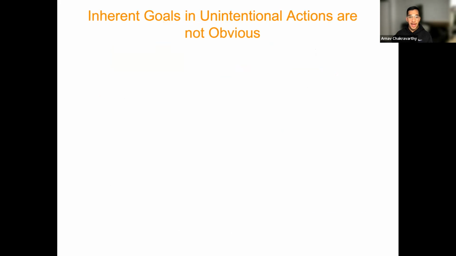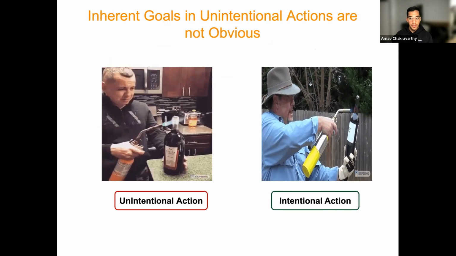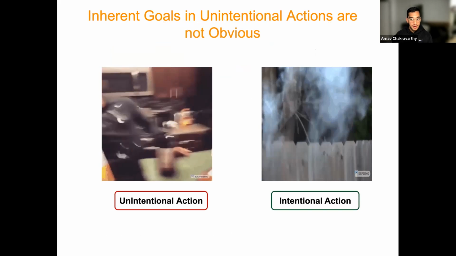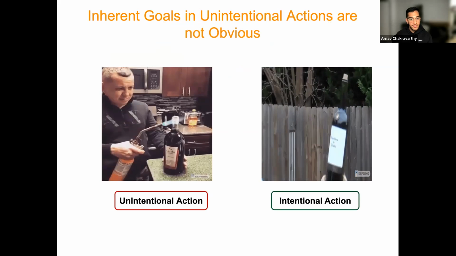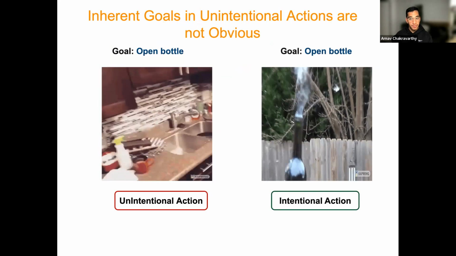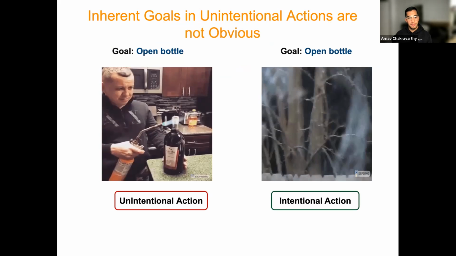Inherent goals and unintentional actions are not obvious. One might look at both these videos and ask, what is the man trying to do? In the first one, it's not apparent. The second one makes it more obvious that the man is trying to open the bottle. In both of these videos, the man has the same goal, which is to open the bottle, but since the first one leads to an unintentional action, it makes it harder to interpret the goal.